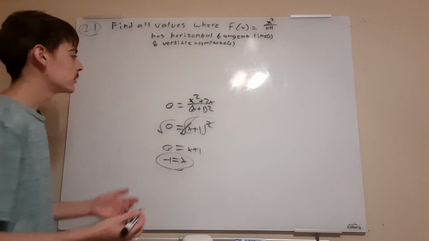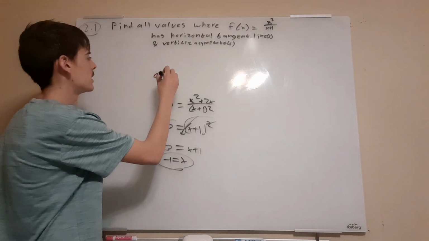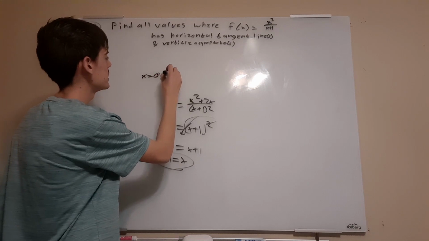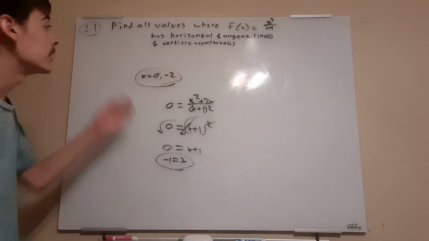And as we said before, I forgot the actual value. I think it was x equals 0 and x equals negative 2. That is when there will be the horizontal tangent line.